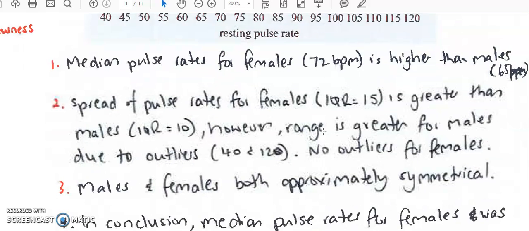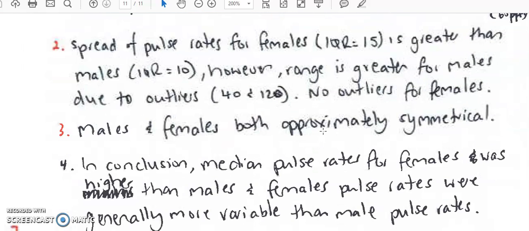Second thing you want to look at is the spread. The spread of pulse rates for females, or the interquartile range, is greater than males, with the IQR being 15 for females and 10 for males. However, the range is much greater for males because of those outliers, the 40 and 120. And there are no outliers for females. So that's all you've got to talk about for the spread: the IQR, and also the range.